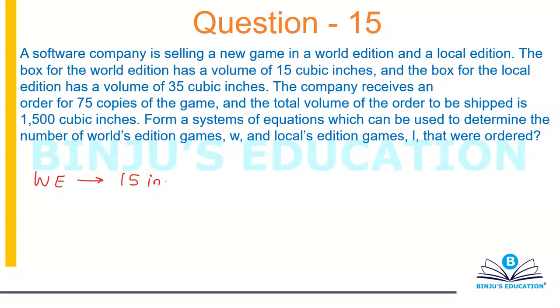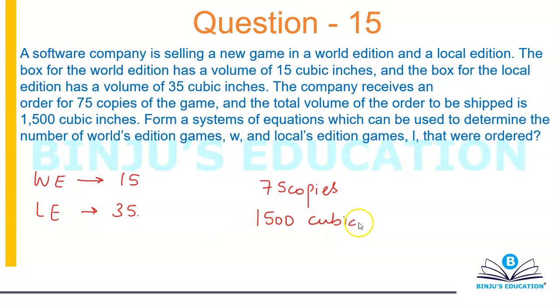I'm going to simply write 15, that's more than sufficient. And the box for the local edition has a volume of 35 cubic inches. So for local edition, the volume is 35. The company receives an order of 75 copies of the game. So we have a total of 75 copies. And the total volume of the order to be shipped is 1500 cubic inches. So total volume is 1500 cubic inches.